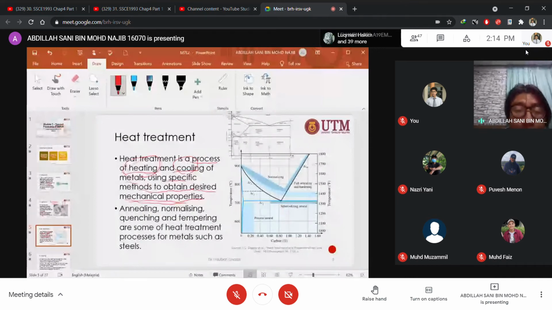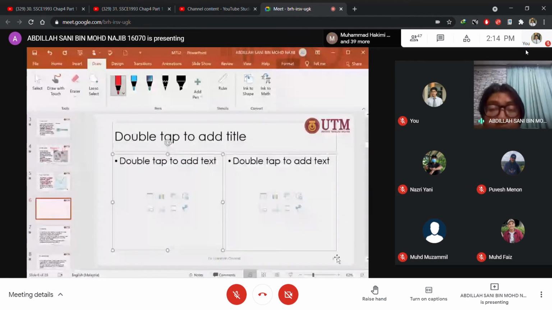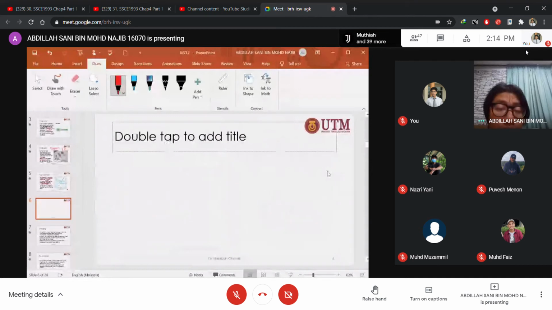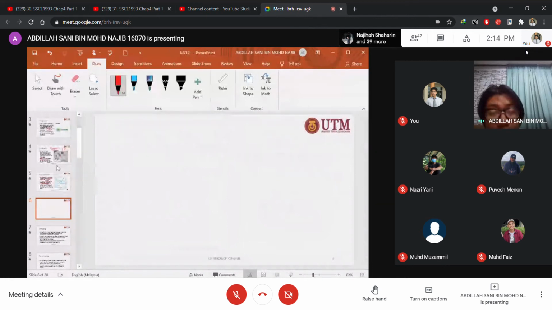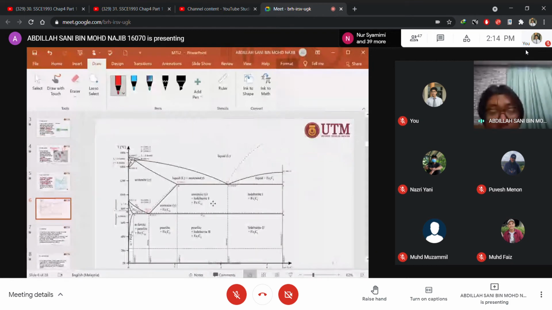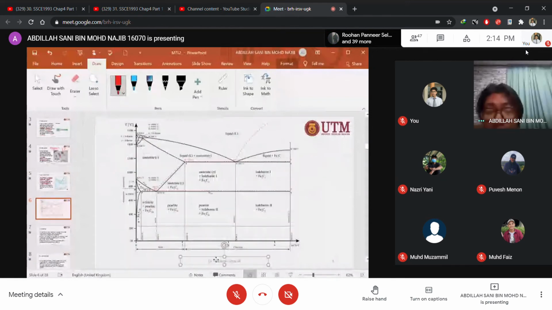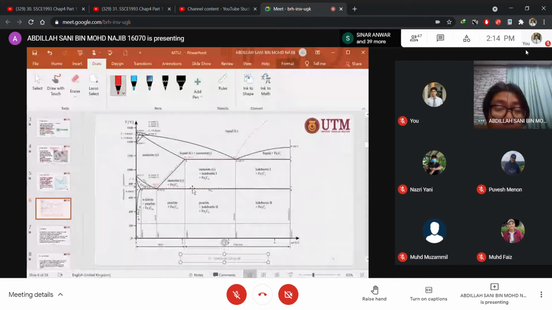There are some examples of this heat treatment: annealing, normalizing, quenching, and tempering. So these are the processes that we are going to have a look at after this. And just to make it very clear, we are talking now about this particular area where we have steel. So basically, we are having a look at the iron carbon system.